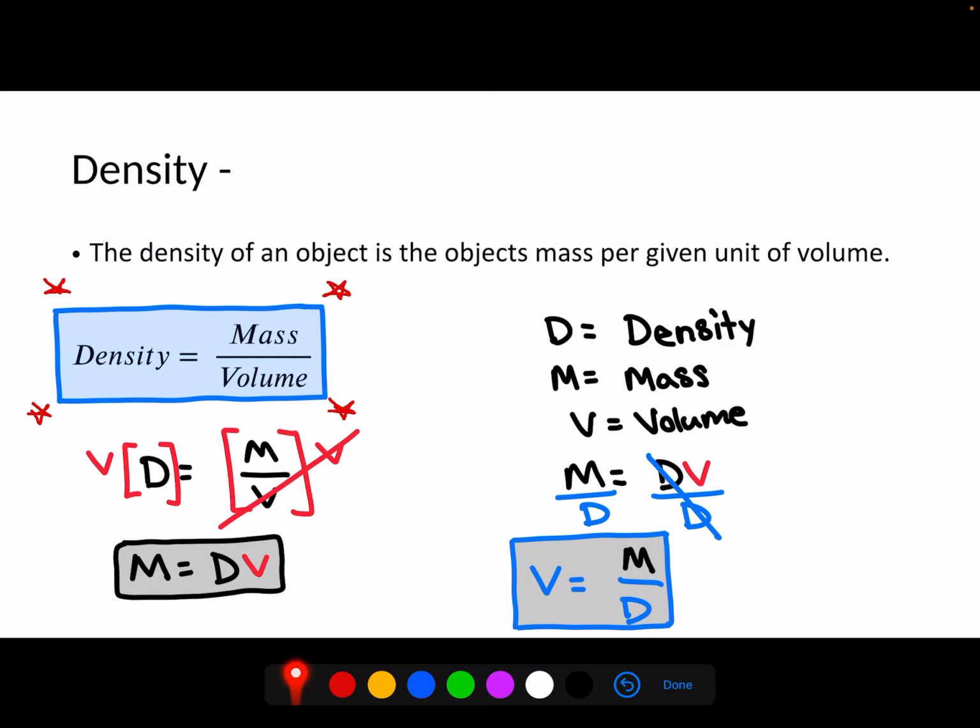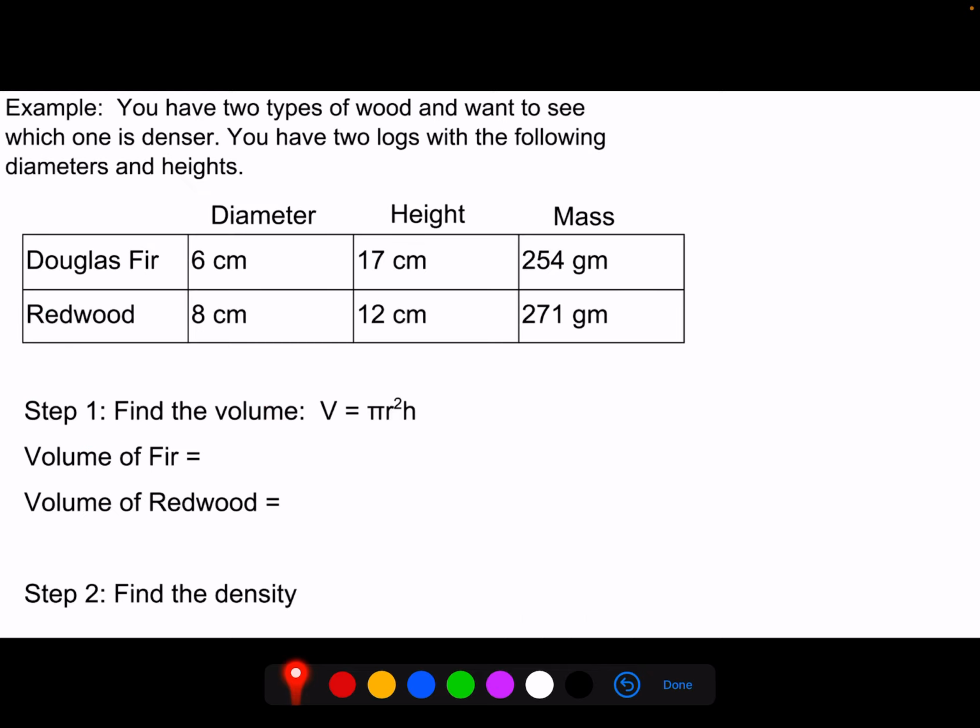So, with the density, we're going to use this information in order to solve for the density of objects. Now keep in mind, this is a chapter on volume. So we're typically going to have to find the volume, and we'll probably be given the mass. Let's go ahead and see an example problem of this.